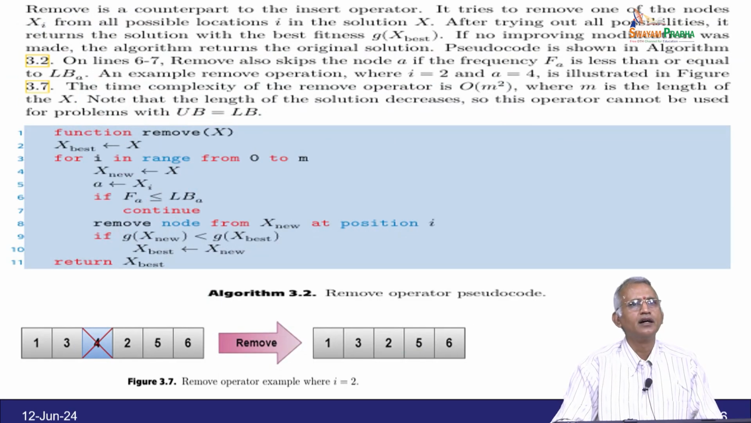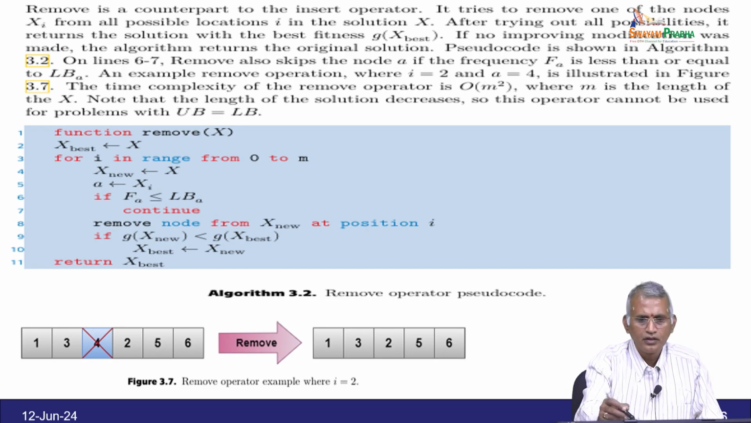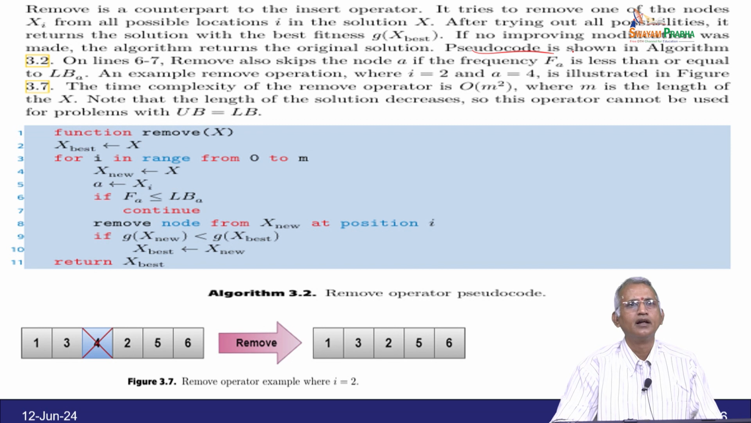So, remove is a counterpart of the insert operator. It tries to remove one of the nodes xi from all possible locations i in the solution x. After trying out all possibilities, it returns the solution with the best fit. If no improving modification was made, the algorithm returns the original solution. The pseudo code is shown in the algorithm, on lines 6 to 7, and remove also skips the node A if the frequency Fa is less than or equal to LBA.